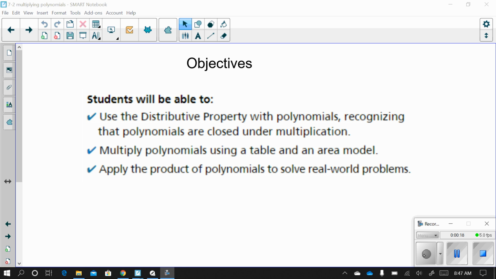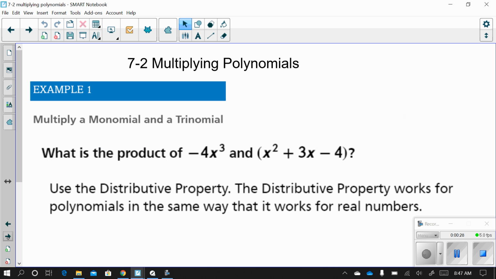So today we're going to use the distributive property of polynomials. We're going to multiply polynomials, and we're going to do some FOILing as well. Okay, I like this lesson, so hopefully you will too. So 7-2, multiplying polynomials. The first thing we're going to look at, example 1, is we're going to multiply a monomial times a trinomial. So remember, mono, the prefix means 1. Okay, so 1 term by trinomial, 3 terms.